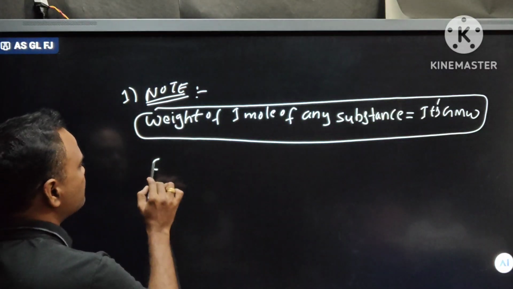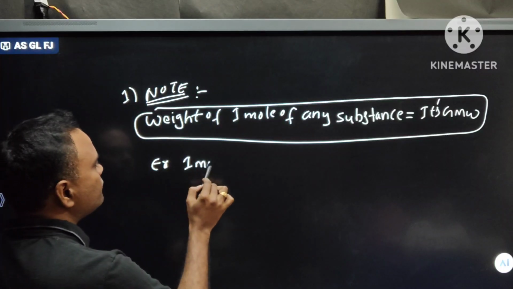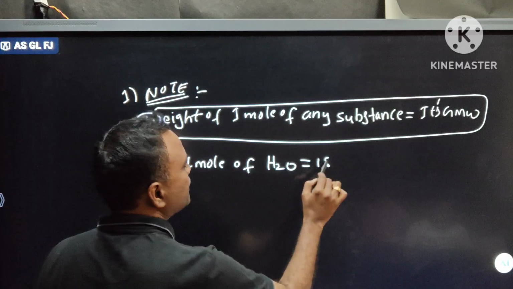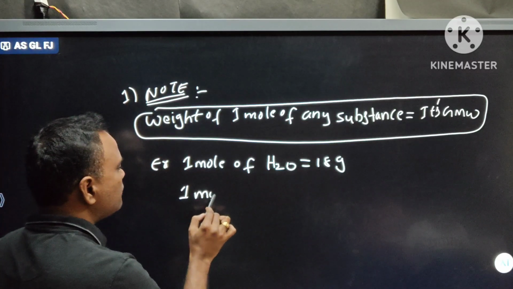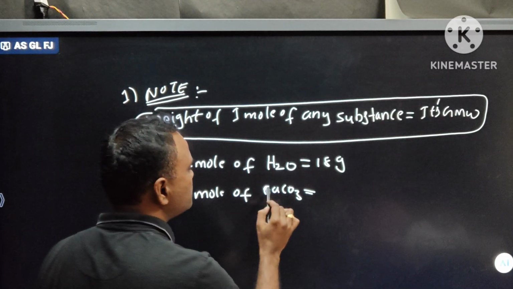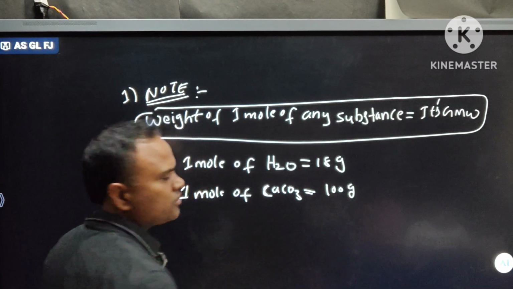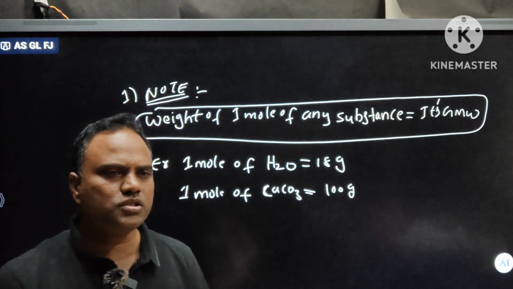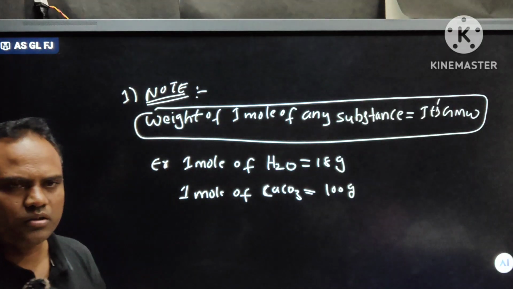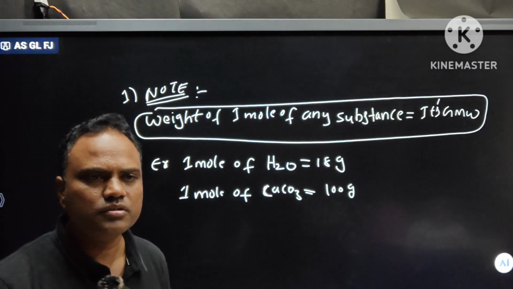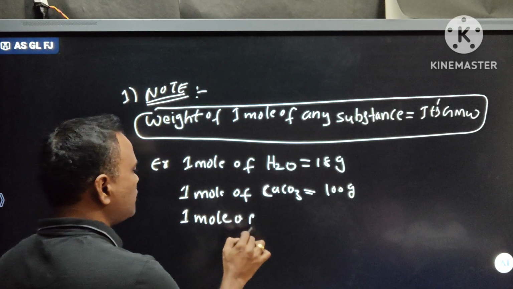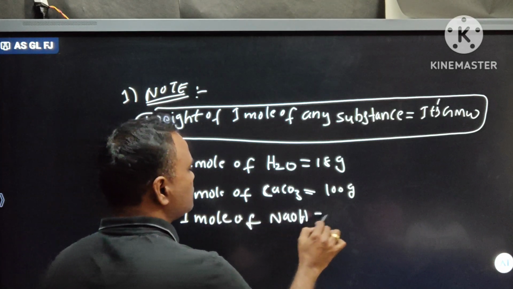For example, 1 mole of water. What is gram molecular weight of water? 18 grams. 1 mole of CaCO3, you wrote already, CaCO3 weight is 100 grams. Remember, 1 mole of any substance weight is its gram molecular weight. Clear? What is NaOH molecular weight? Sodium hydroxide, see the table. 1 mole of NaOH, 40 grams.